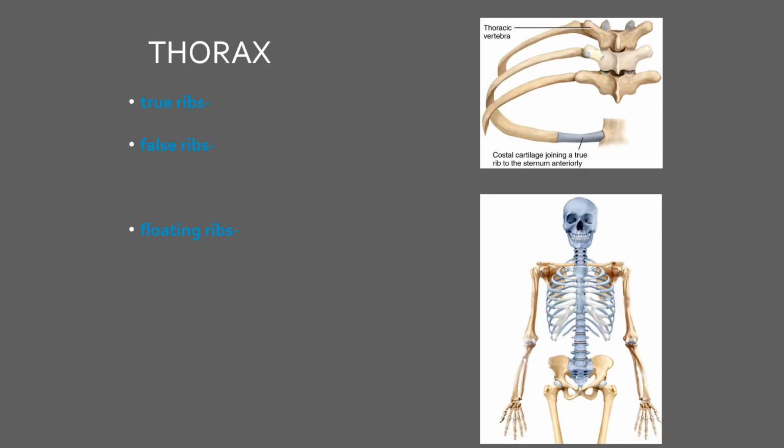Yep. So our true ribs are the ribs that will go directly from the vertebral column and through their costal cartilage will attach directly to the manubrium, right? So that's why it says the true ribs attach directly to the sternum or the manubrium, just the top part of the sternum. So there's rib 1 attached to the sternum. All right, or attached to the manubrium.